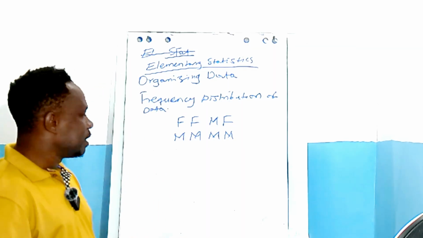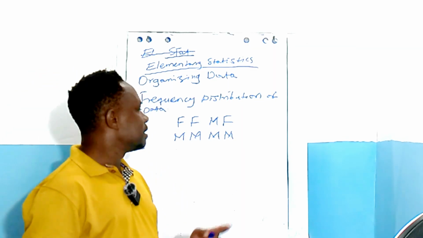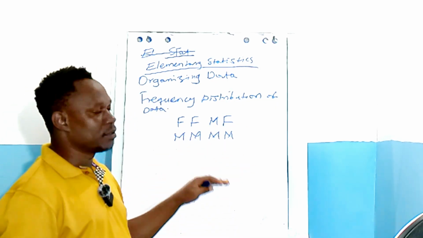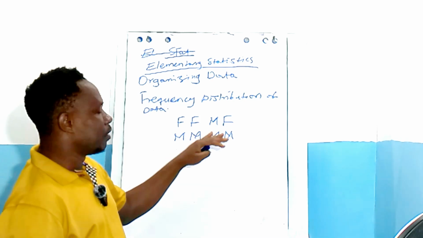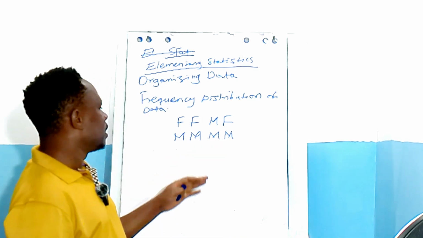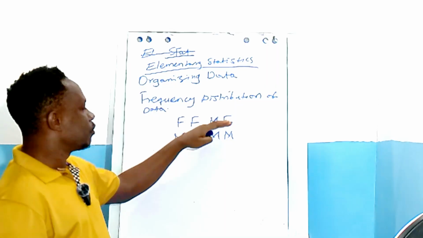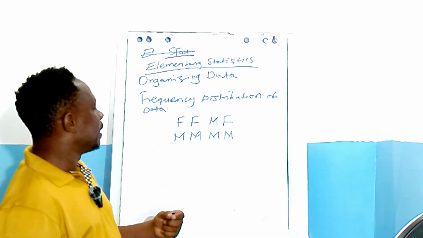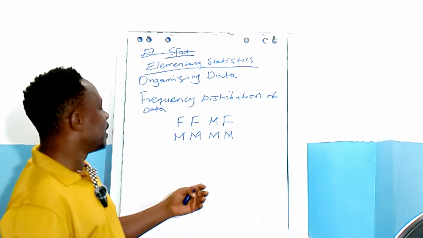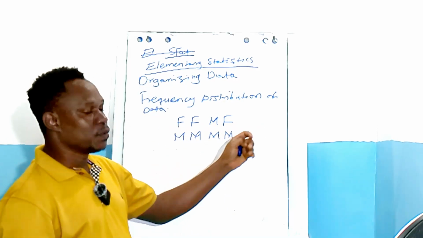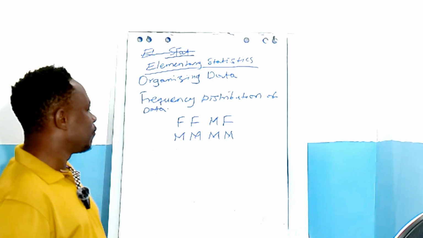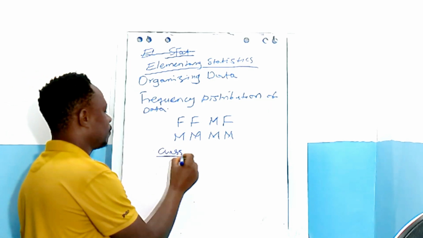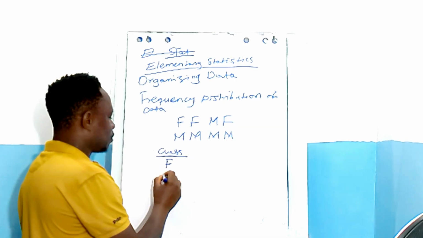One way is for us to start by organizing this data into a table wherein we will group all of those that are female into a single class and all the male into a single class. Each of those groups, you can call it a class, and then each of those values will be counted for each class to form a frequency.